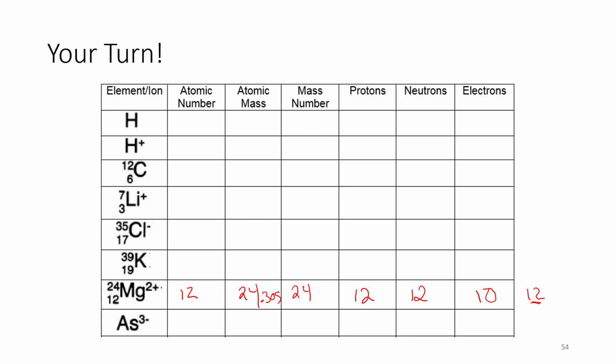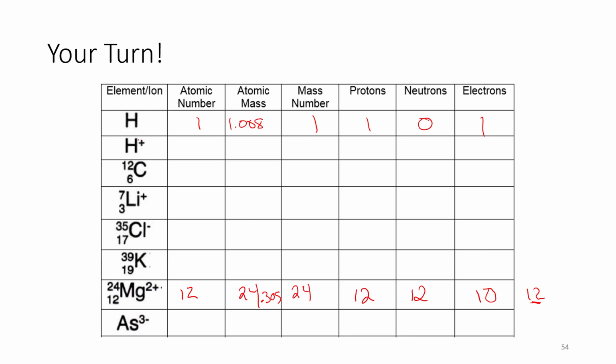Okay, here we go. So we have this first one. Looking at the periodic table, we know this is hydrogen. It has an atomic number of 1. The atomic mass is 1.008. And the mass number is 1. It has 1 proton, 0 neutrons, and because it's uncharged, it has 1 electron.